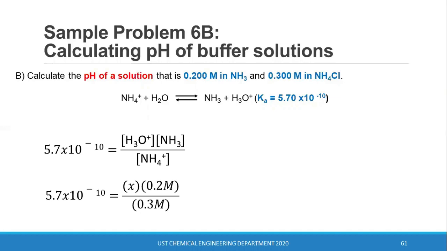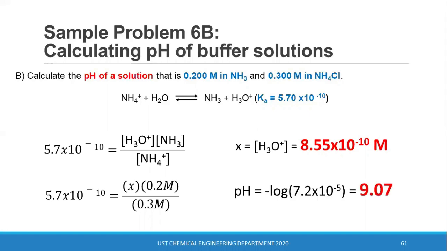Solving for x will yield, again, the concentration of the hydronium ion, which is equal to 8.55 times 10 to the negative 10 molar. Plugging in this calculated H plus concentration to the formula of pH will yield the value 9.07. Again, sample problem 6b is now completely solved.